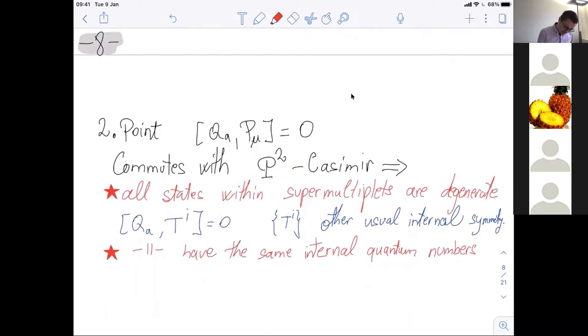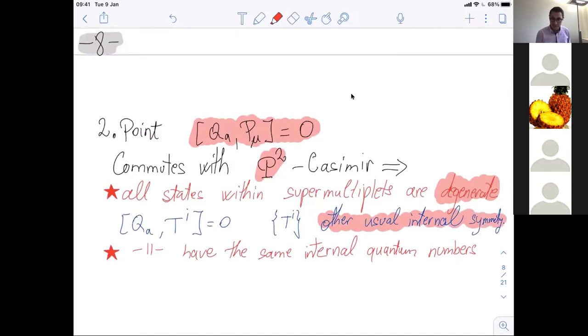So now the second point: we saw that the supercharge commutes with the space-time translations. This has a consequence that the components of the supermultiplet, the states in a supermultiplet, will be mass degenerate. They will have the same mass. So you put bosons and fermions in the supermultiplet, they will have the same mass. Why? Because the Casimir P squared commutes with the supercharge. The same holds for other usual internal symmetries. For example, gauge symmetry. The generator of the gauge symmetry commutes with the supercharge, and therefore the particles within a supermultiplet will have the same internal quantum numbers.